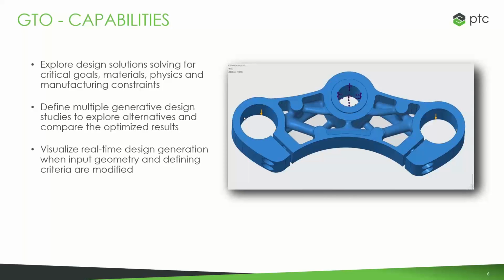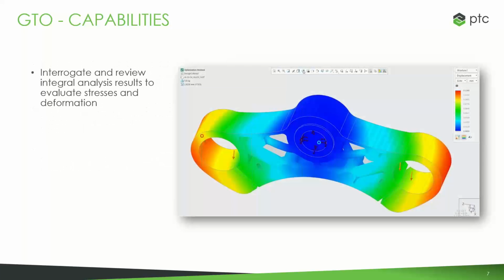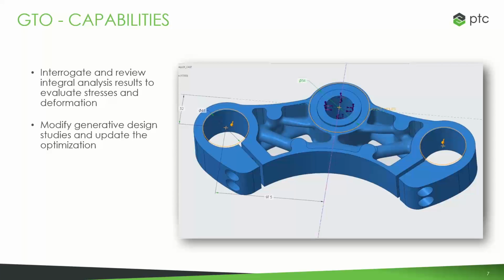And then while the system's building out those designs, we're able to visualize in real time what GTO, or generative topology optimization, is creating. And that's even true whenever we make modifications to any of the input geometry or criteria that's defining our study. And then right from within GTO, we have the ability to interrogate and analyze things like stress values that we're seeing in the model, get an idea of how the model is going to deform. And after we've had the chance to analyze the results, very quickly go back, modify the study, change the geometry, change load cases, and just see what that does to the models that you're getting back.